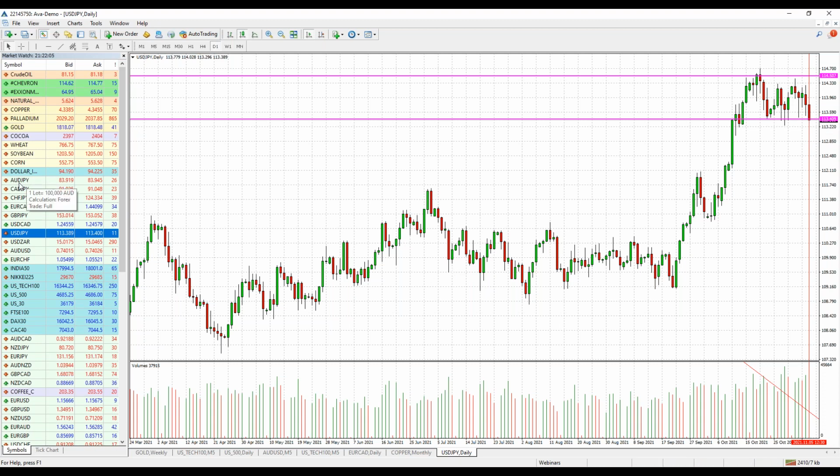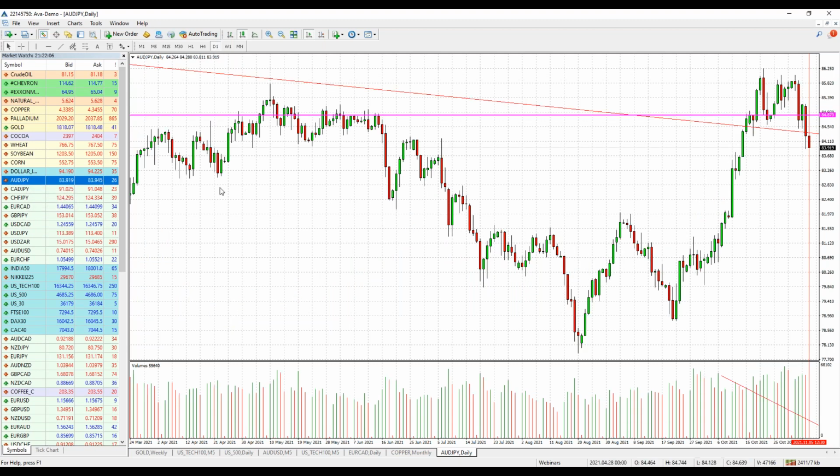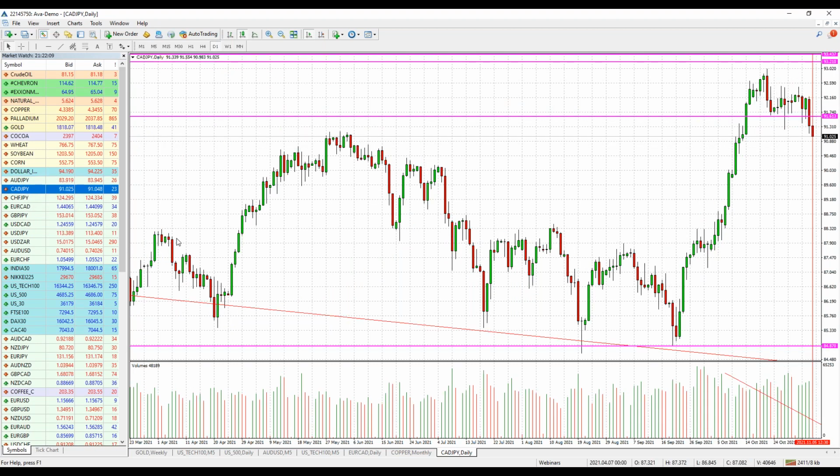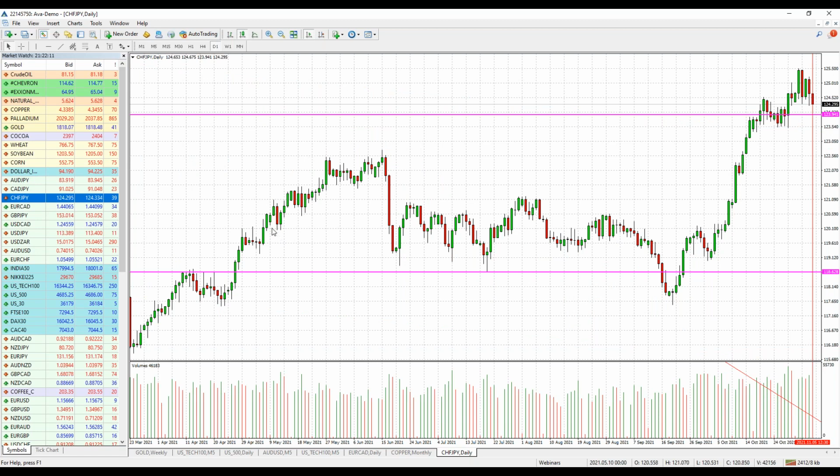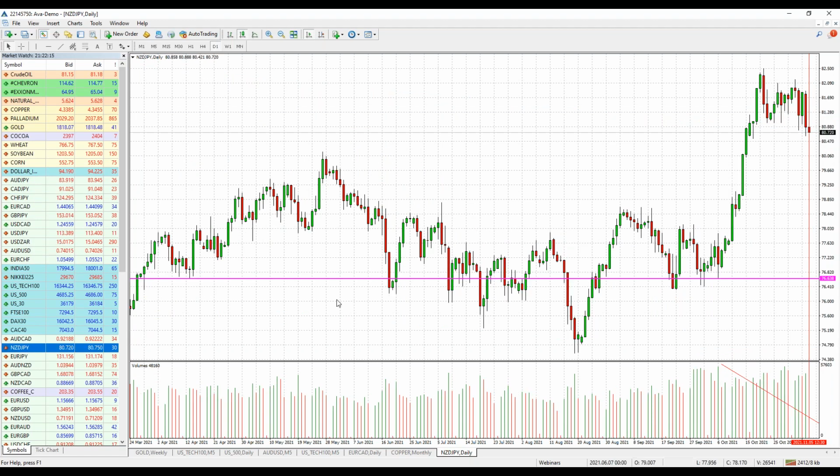I'm sorry, weak against the yen. So take a look: Australian dollar, Canadian dollar, Swiss franc, NZD. Yen has been very, very strong together with gold. So it's very interesting. It just triggers the question.